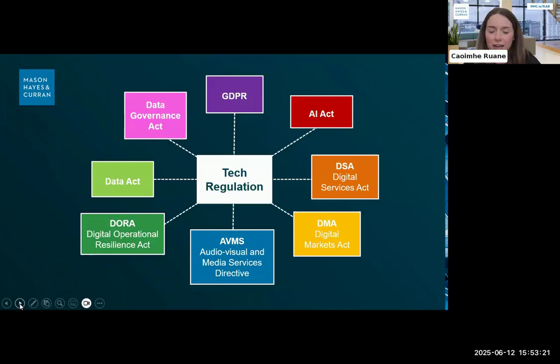Next slide, please. You can see here on this slide, this is just an overview of the really broad swathe of technology regulation that's happening at the moment, and is pretty important for many of our attendees today to bear in mind. You can see here on the slide, you have the usual suspects, such as GDPR, the Digital Services Act, the Digital Markets Act, coupled with the newer, more topical ones like DORA, the AI Act, and the EU Data Act.